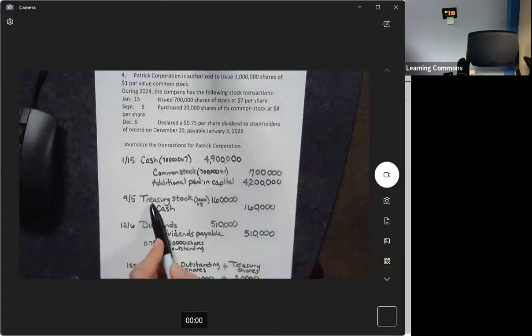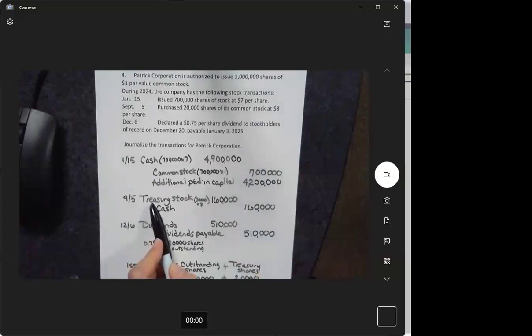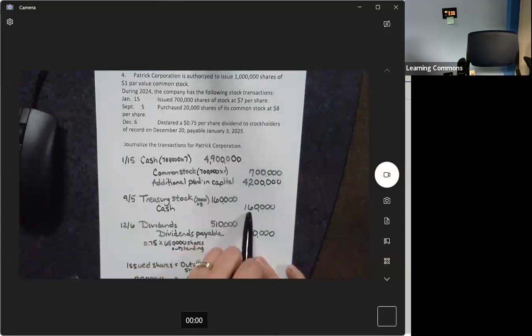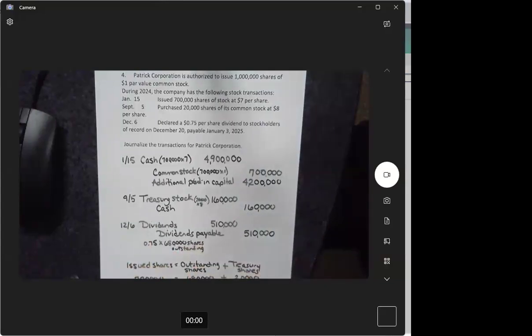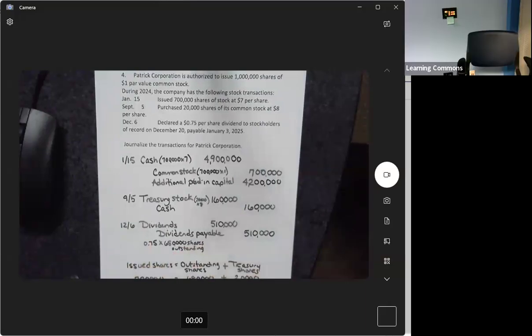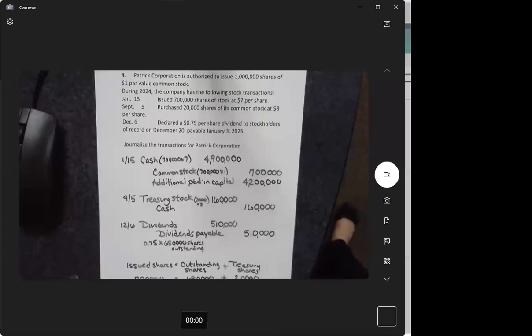Okay, so we record that with a debit. So we debit treasury stock for the total value of what we got. We credit our cash because obviously when we're buying anything, but particularly here as we're buying our own company stock, we're paying cash. So we decrease our cash with a credit.